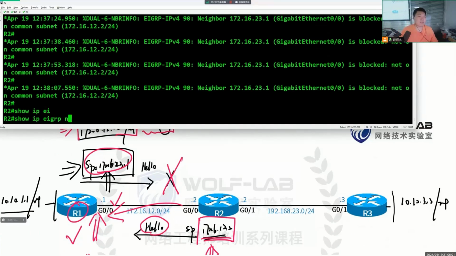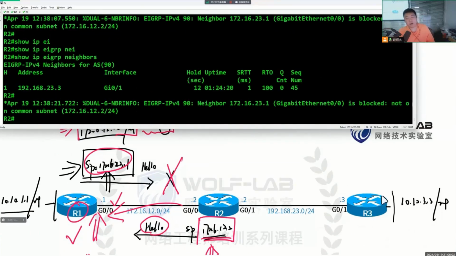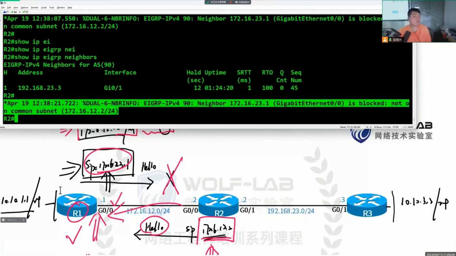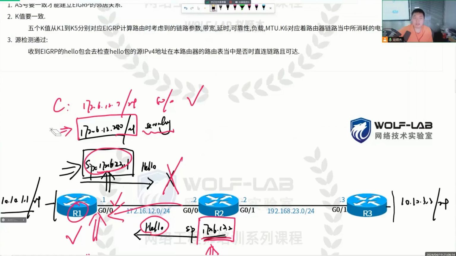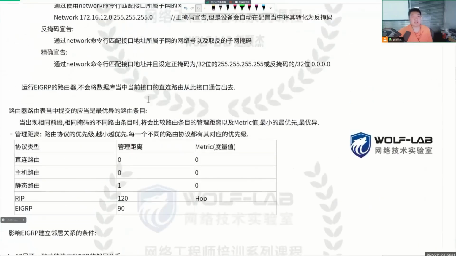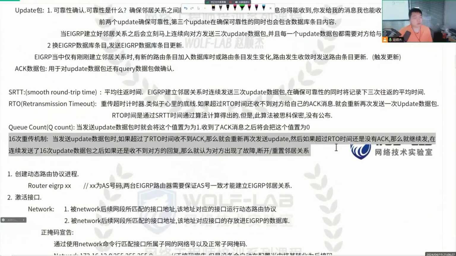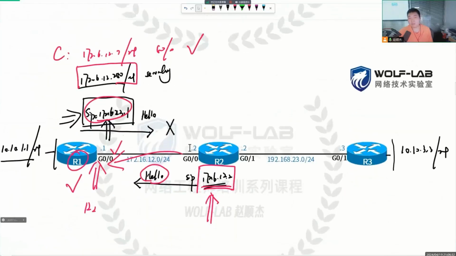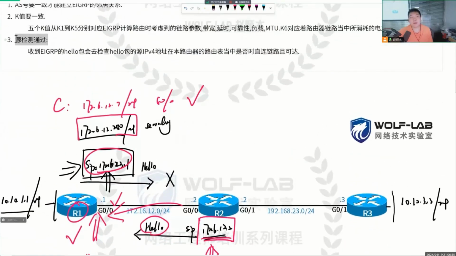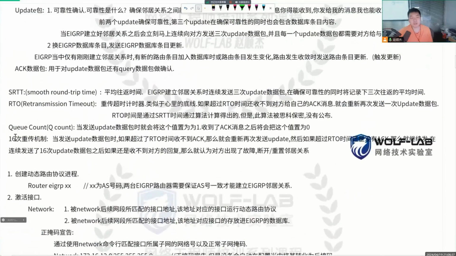We look at R1's EIGRP neighbor table. You see, although my address is 172.16.23.1, because the source check is passed, I also think 172.16.12.2 is my neighbor. The same is true for R2. Show ip eigrp neighbors. What do I see now? I only think R3 is my neighbor. You, R1, and I are not in the same network segment, so I won't receive your hello packet. A one-sided neighbor situation has occurred.